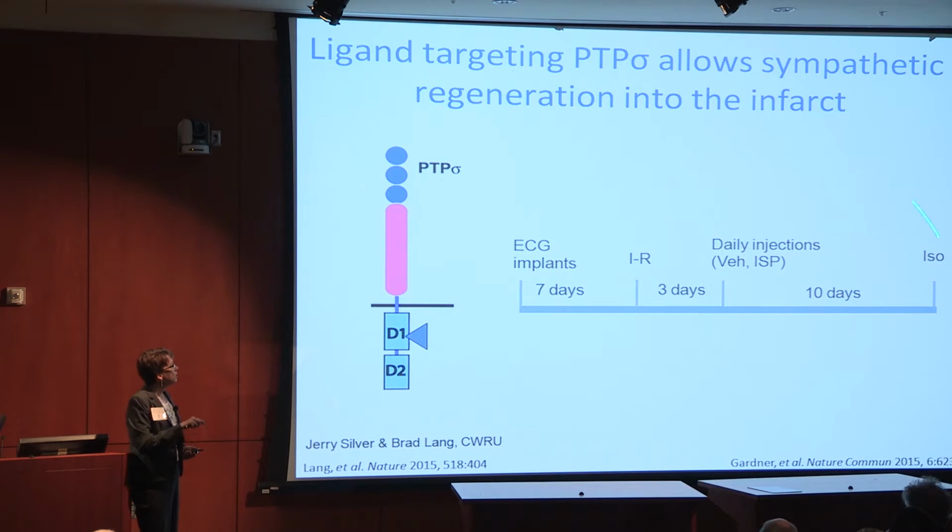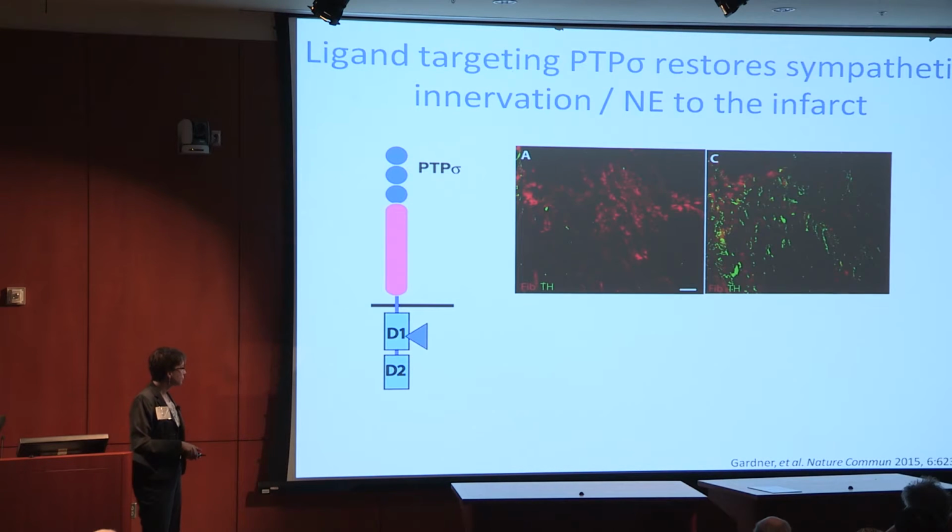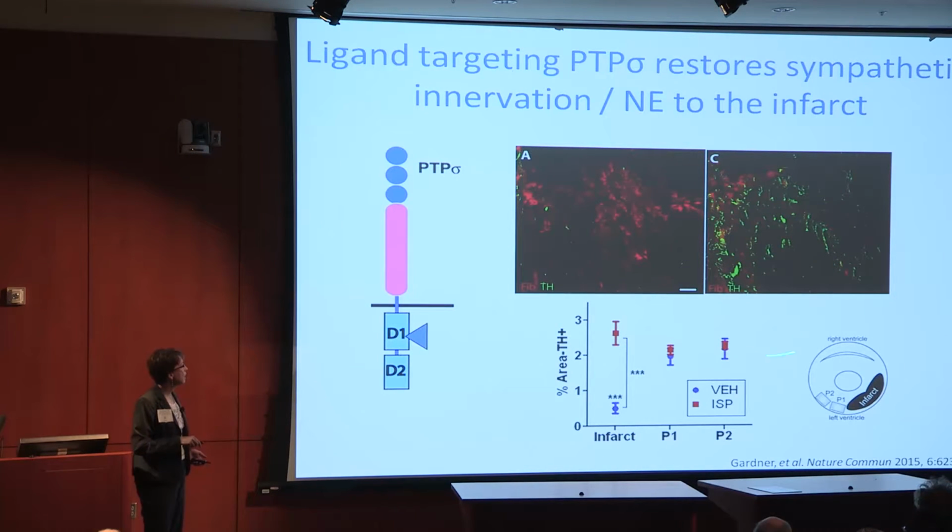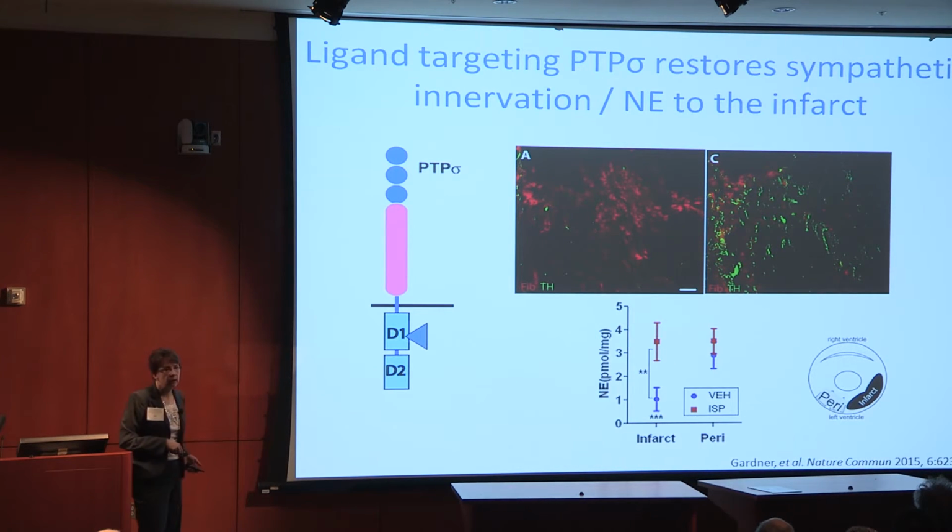And then we started injecting ISP, just IP injections every day for 10 days. And then 14 days after reperfusion, we challenged the animals with isoproterenol. So first of all, here's a vehicle-injected animal, fibrinogen-labeled scar, very few tyrosine hydroxylase positive nerve fibers. Here's an ISP-injected animal, and we've got full reinnervation of the scar, quantified here across a bunch of sections from a bunch of animals. And we also see norepinephrine content is restored to normal in these infarcts.